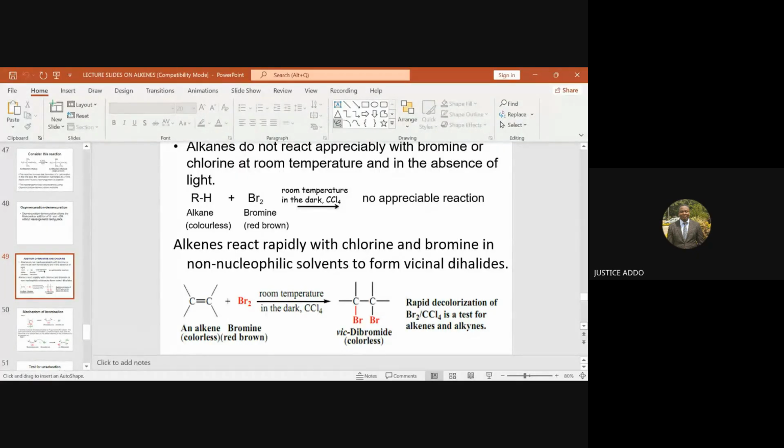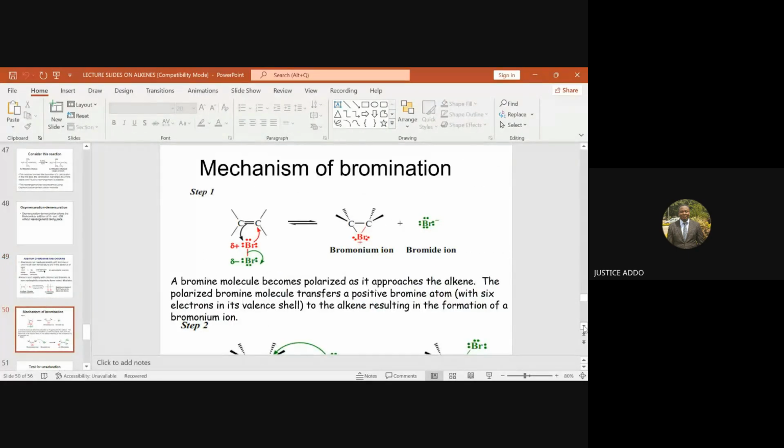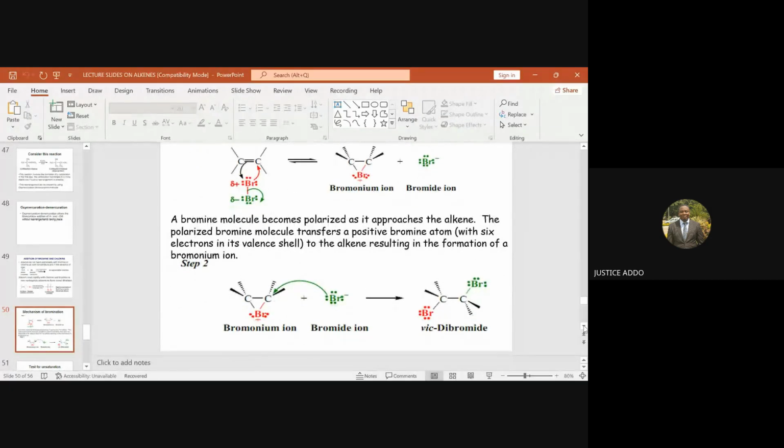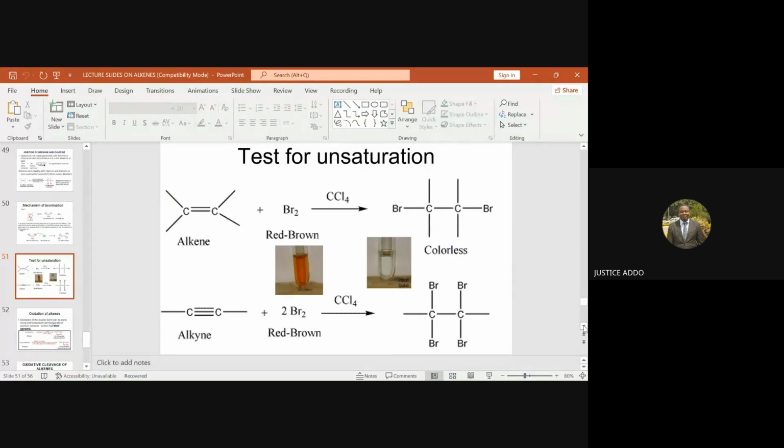This same reagent, when you add it to an alkane, the brown color of the bromine will persist. The brown color of the bromine will not fade away. It will not decolorize. You will still see it. That should tell you that the bromine water or the bromine carbon tete is not reacting with the alkane. And so that is one simple chemical test that can be used to distinguish between alkane and alkene. The mechanism is here. When you have time, you can look at it. So this is just the equation for the test for unsaturation.